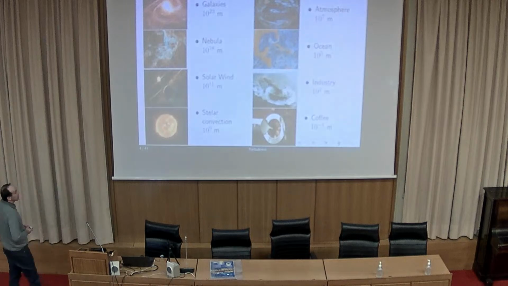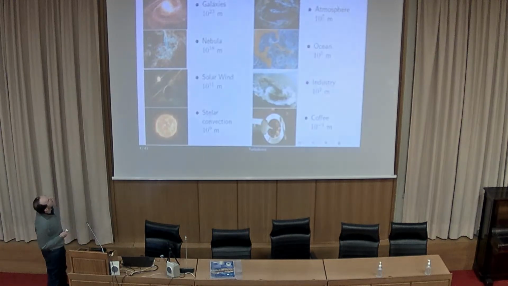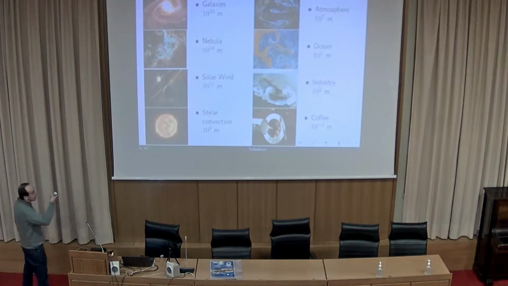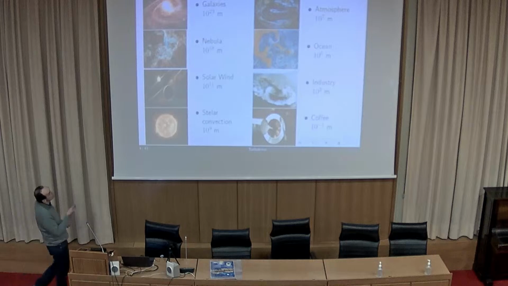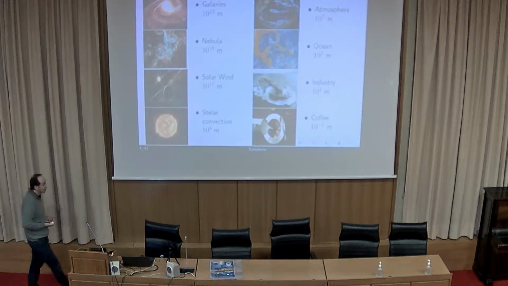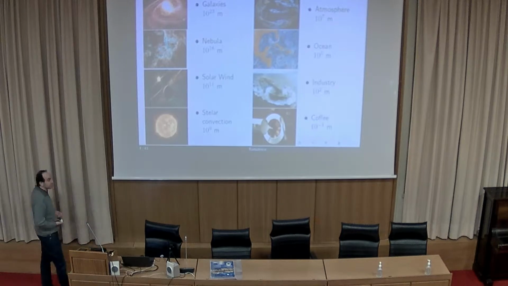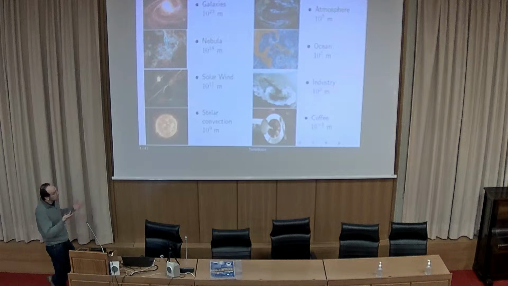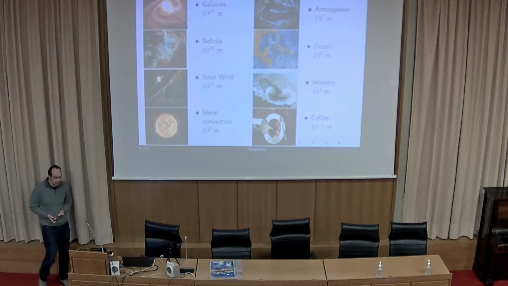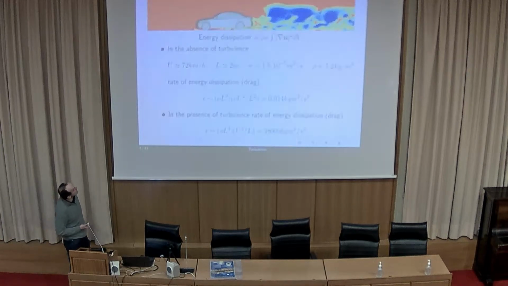So I have a list here of different scales where one meets turbulence, from galaxies, interstellar medium, solar wind, the sun with turbulent convection, the atmosphere, perhaps the most important role of turbulence is in the atmosphere. It affects our life daily, in the ocean, in ships, in airplanes, up to our coffee cup when we pour milk in it. So it covers a huge range of scales.